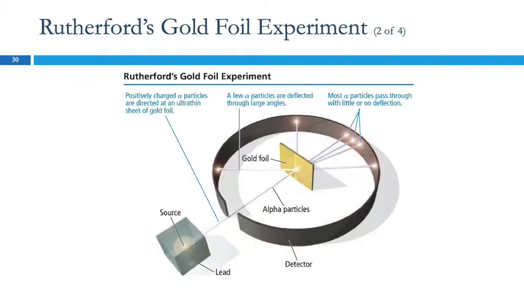This is an illustration of the setup. This is a source of alpha particles, and you shoot the alpha particles at this gold foil, and then you have a detector around the edge to see where those alpha particles end up. What they expected was that they would go straight through. Most of them did. But some of them bounced back. And that was shocking. It's like, okay, we need to rethink this model here. How is this happening?